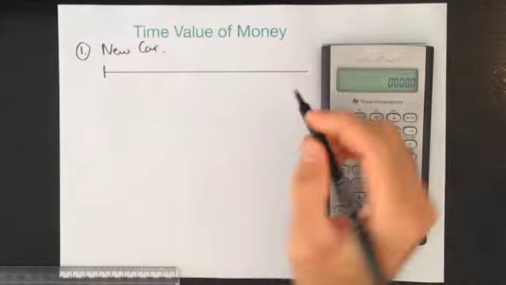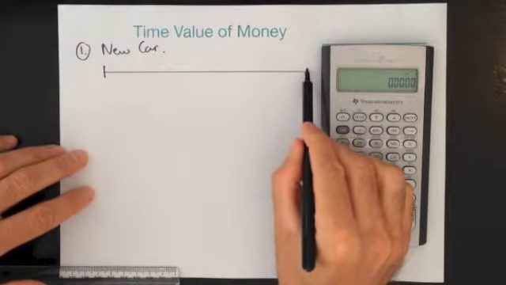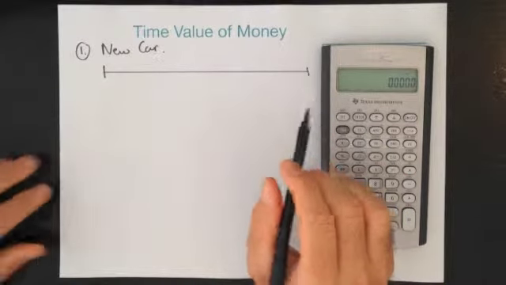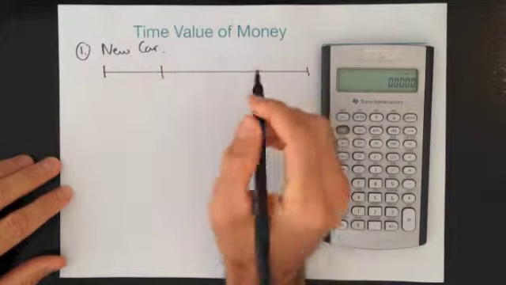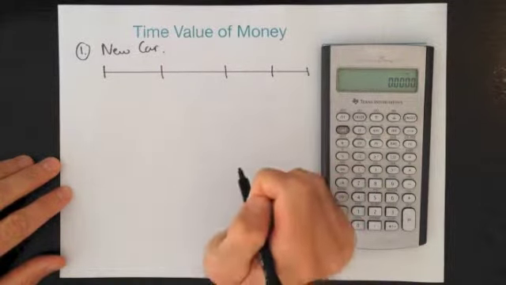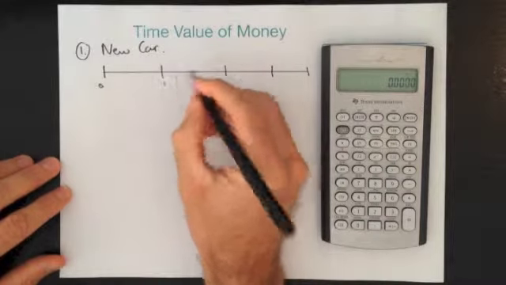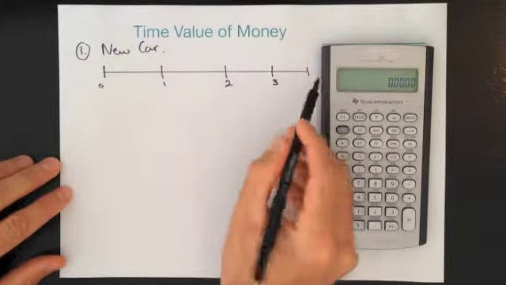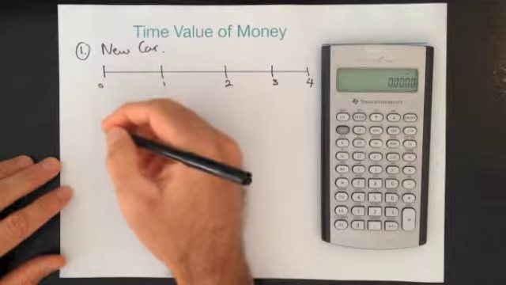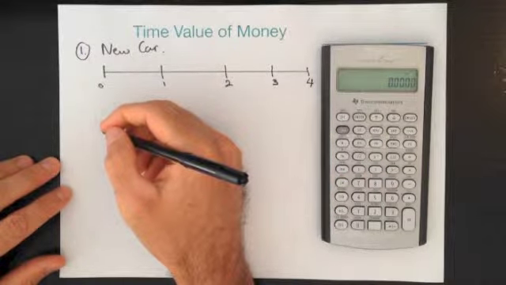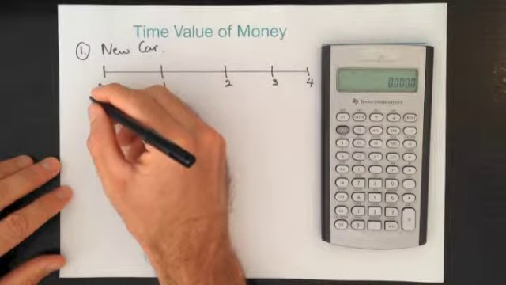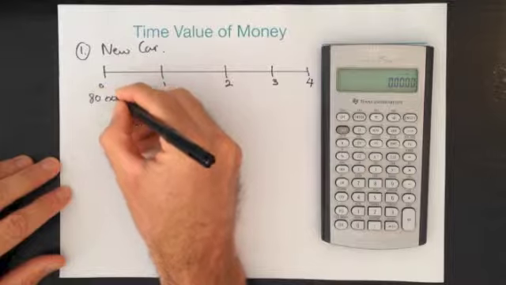Always draw a timeline when working on time value of money problems. It helps to visualize the different payment periods and the value of N and what you are trying to calculate, whether it's the present value, the future value, or the payments during the time. When dealing with story problems, always make sure you read the question carefully and look out for any tricks that may be hiding in the question.